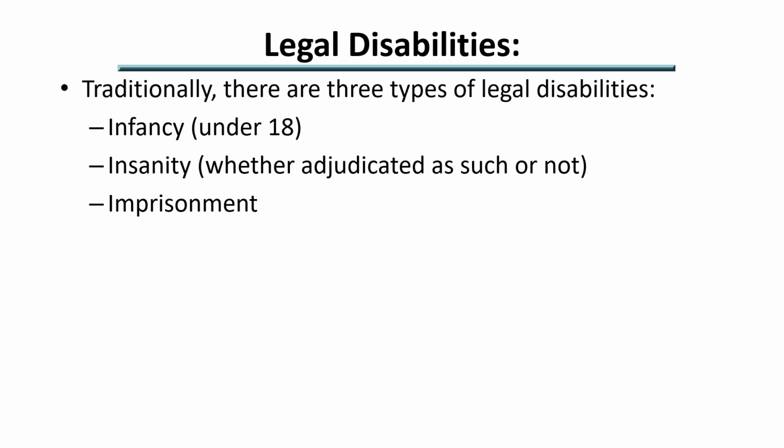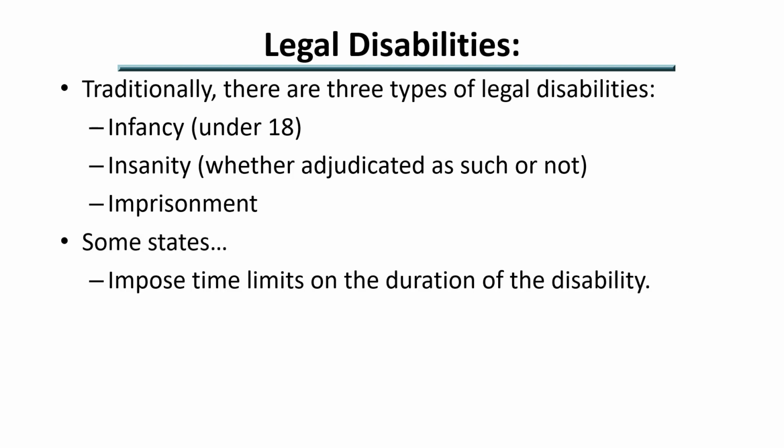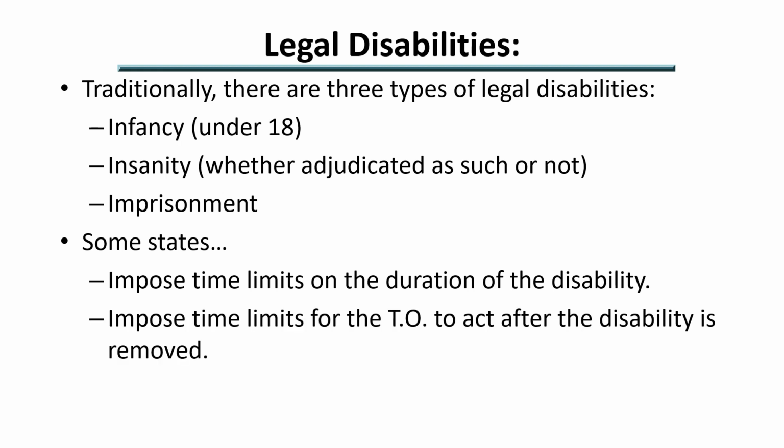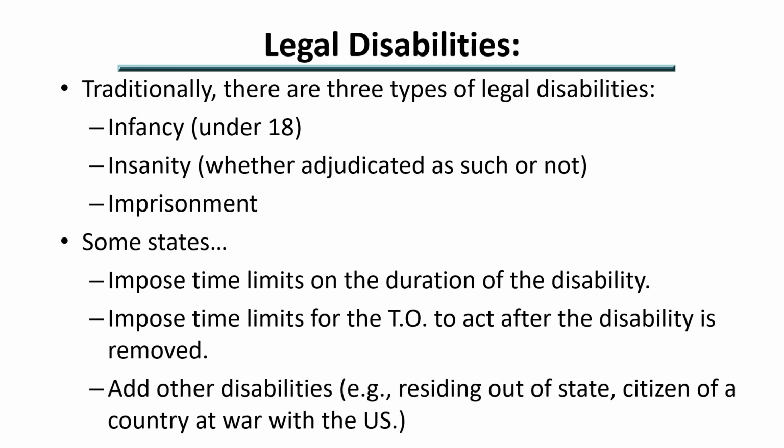If a person is under any or all of those disabilities, an adverse possessor cannot get their title away from them. Some states impose some time limits on how long the disability may last and continue to be immune from adverse possession. For example, they might say you're immune if you're imprisoned, but not for more than 20 years. Some of the other states impose time limits for the true owner to act after the disability is removed. They say, for example, after you get out of jail, you've got to bring a suit against the adverse possessor within 5 years or something of that sort.